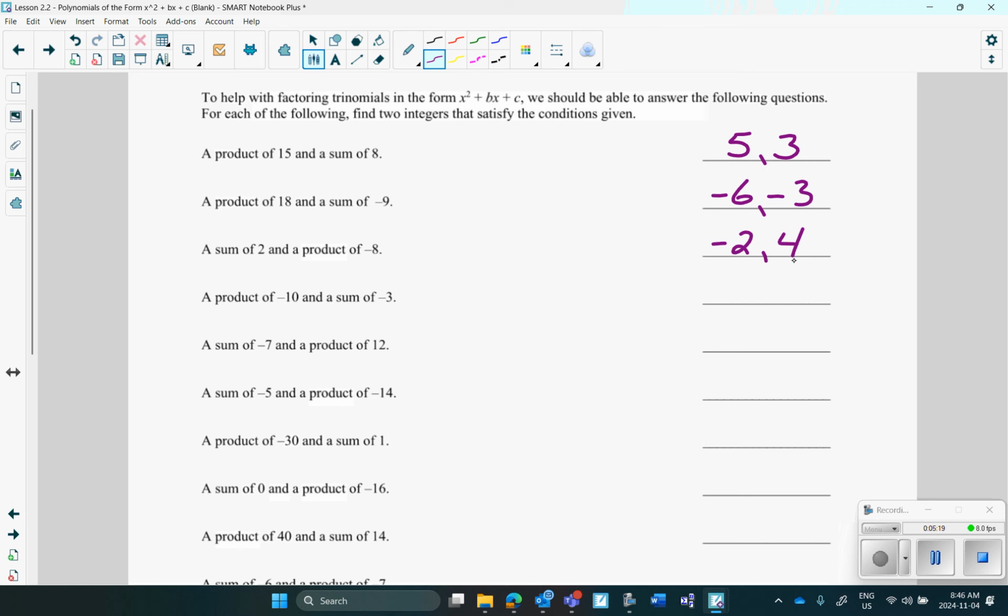Product of -10, sum of -3. -5 and 2. Sum of -7, product of +12. -4, -3. Sum of -5, product of -14. -7, +2.